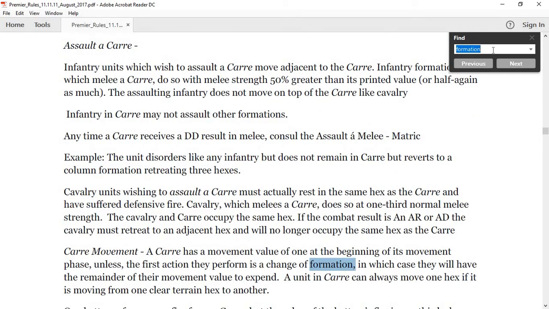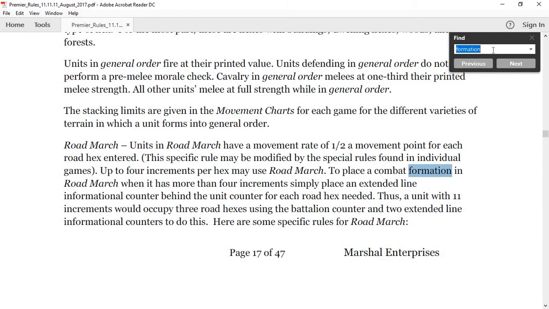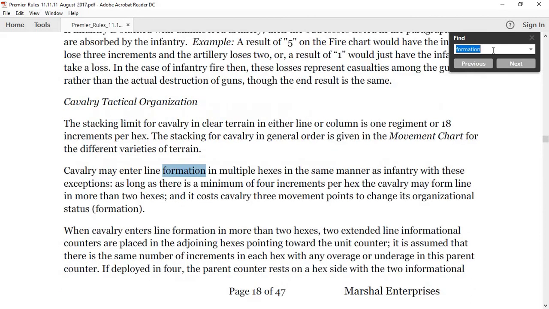Examples: movement of a square, road march, artillery formation change. Cavalry may enter line formation in multiple hexes in the same manner as infantry, with these exceptions. As long as there is a minimum of 4 increments per hex, the cavalry may form line in more than 2 hexes, and it costs cavalry 3 movement points to change its organizational status, in parentheses, formation.